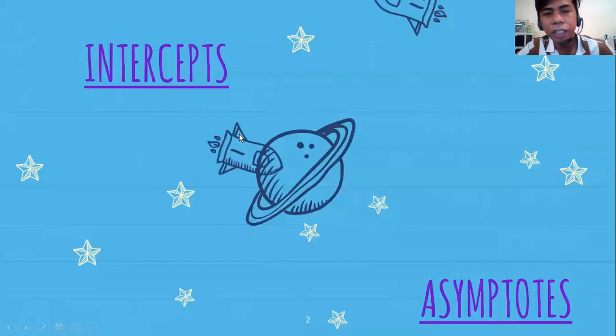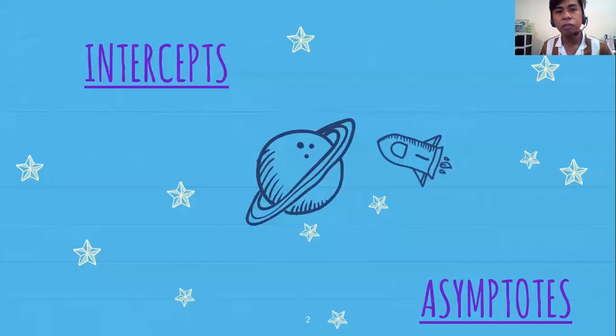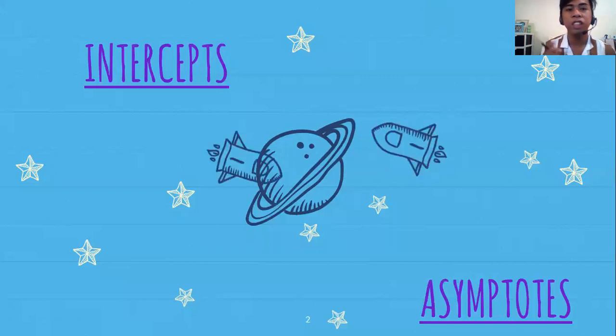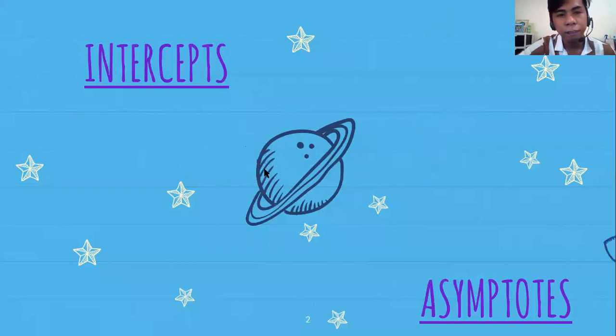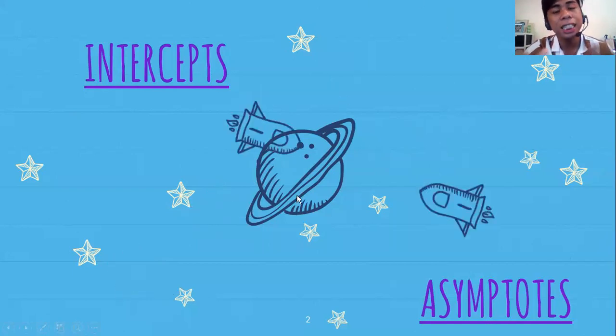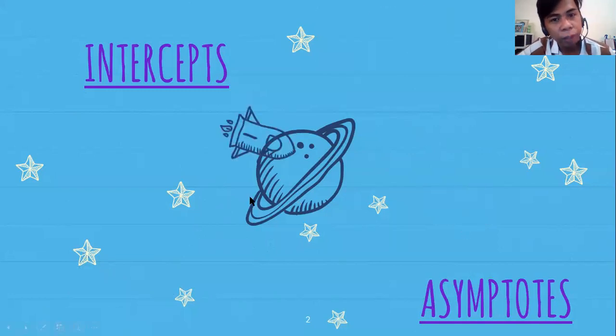Okay. So, in graphing rational functions, we have two key points that we need to focus on. Because these are the parts of the graph on our Cartesian plane that make sense or are important in graphing a rational function. So, we have here intercepts and asymptotes.